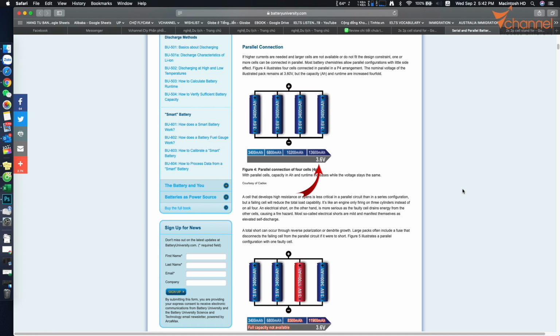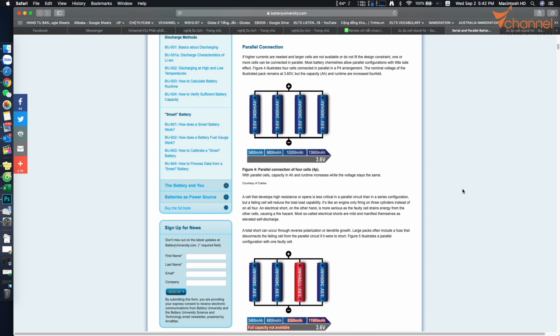It will keep the voltage, however, it increases capacity. For example, we have 2 cells connected in parallel. Each battery cell is 3.6 volt and the capacity is 3400 mAh. With 2 cells connected, it will increase capacity to 6800 mAh, but the voltage remains 3.6. Similarly, with 3 cells the total capacity is 10,200 mAh and the voltage is 3.6 volt. With 4 cells the total capacity is 13,600 mAh and the voltage is 3.6 volt.